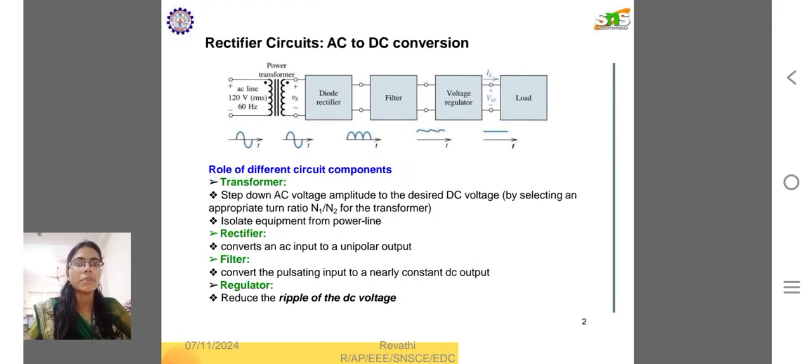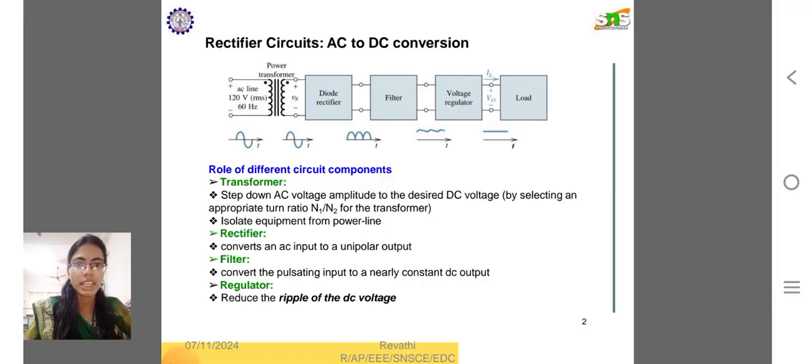So, a rectifier is a circuit which converts AC to DC, and it mainly involves different circuit components, which are the transformer, rectifier, filter, and regulator. The transformer steps down the AC voltage amplitude to the desired DC voltage by selecting an appropriate turn ratio, primary divided by secondary, for the transformer. It also isolates the equipment from power lines.